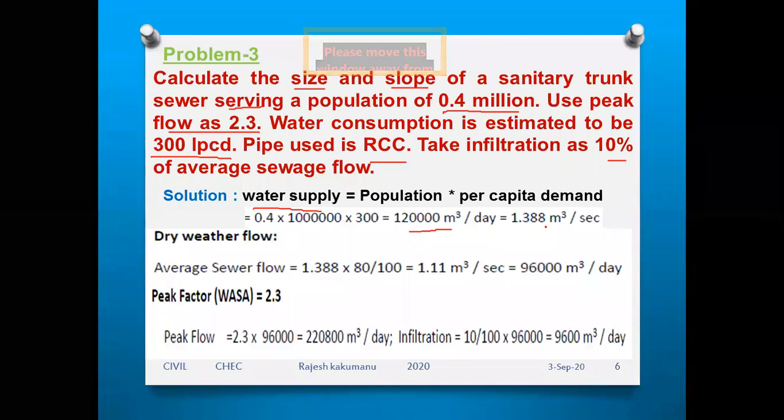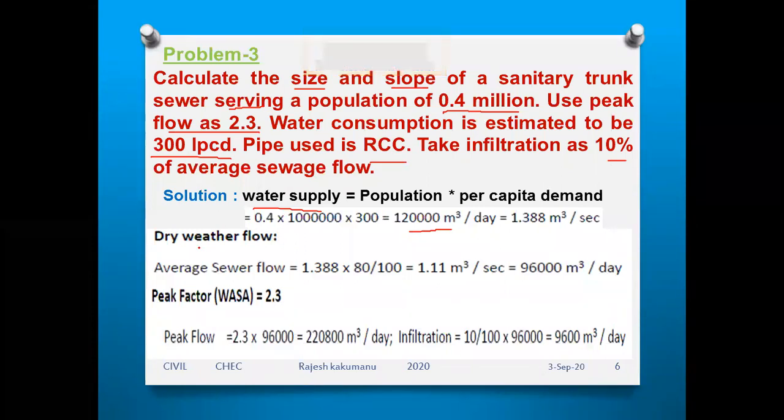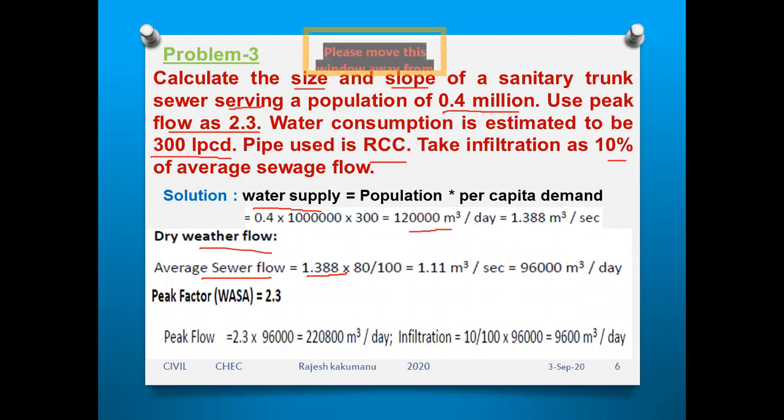Now applying the dry weather flow formula, average sewage flow is equal to 1.388 into 80 by 100. So this is a formula: water supply into 80 by 100. Now applying it, you are getting 1.11 meter cube per second.